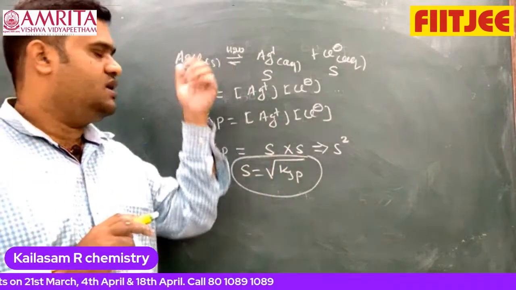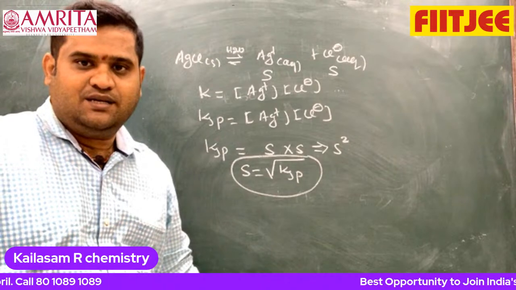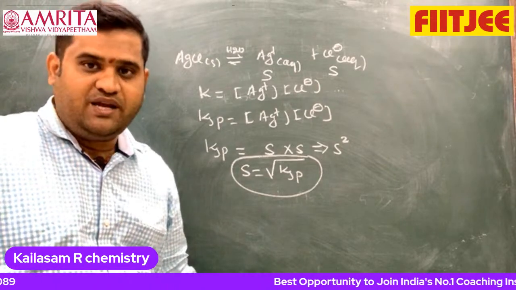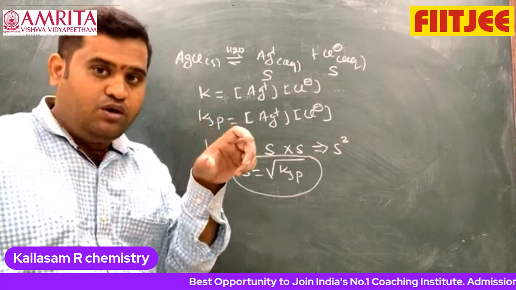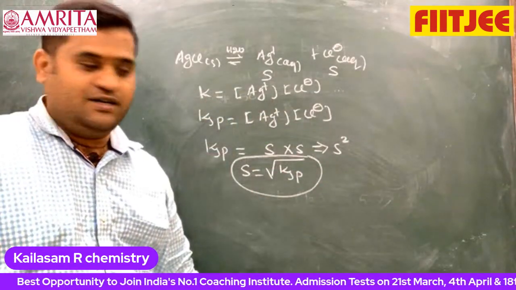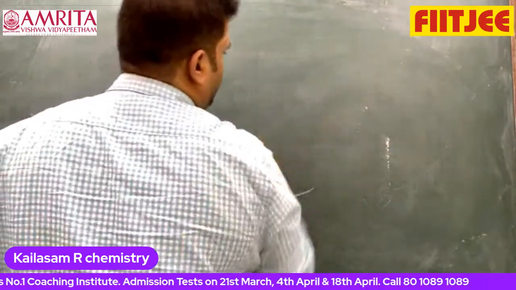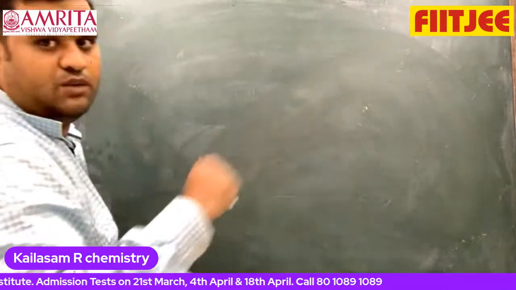For example, for AgCl, Ksp is 10^-10, so S is 10^-5 molar. That means 10^-5 mole is dissolved in 1 liter of solution. Right? Suppose they are asking about the Ksp, they are asking like this: can you relate Ksp and solubility?